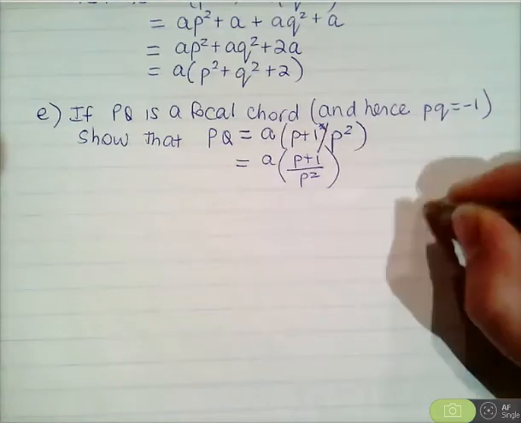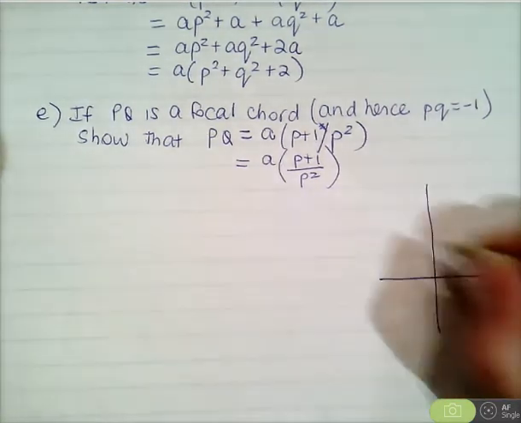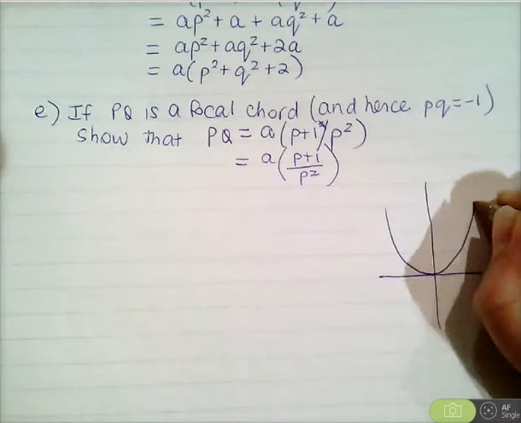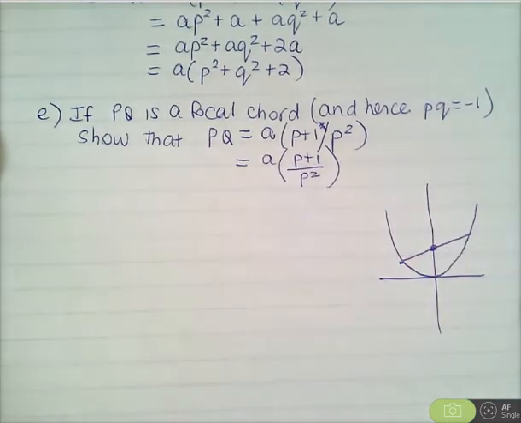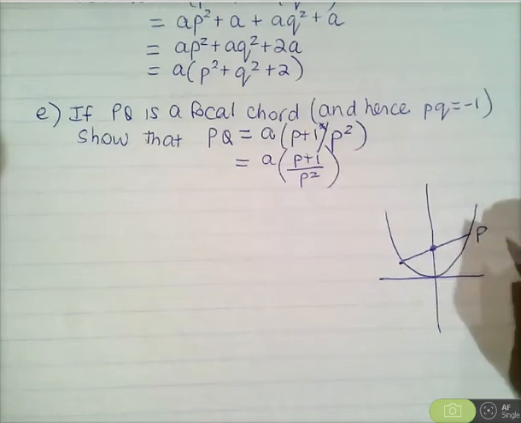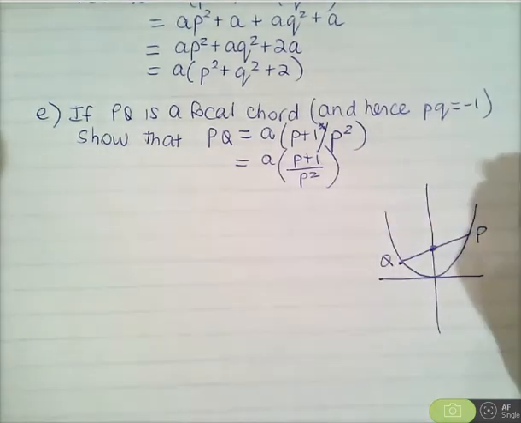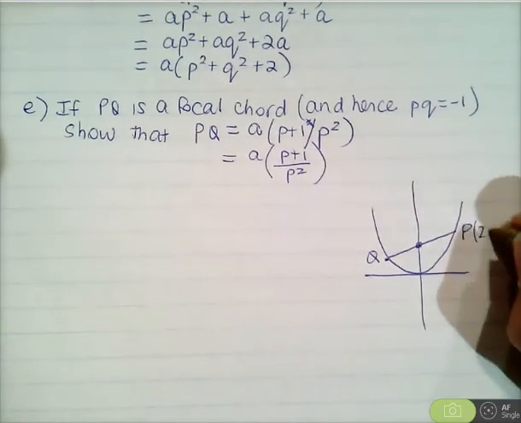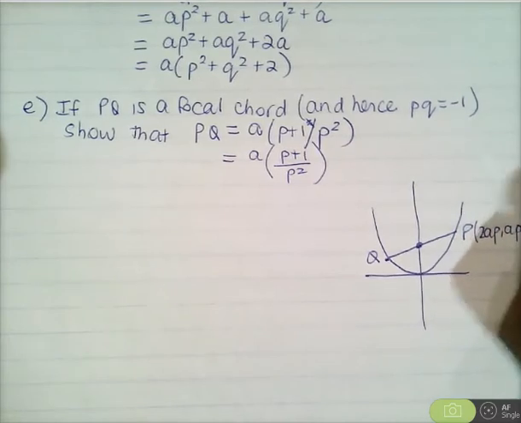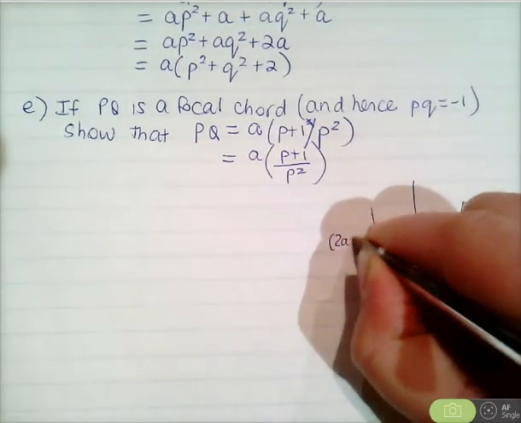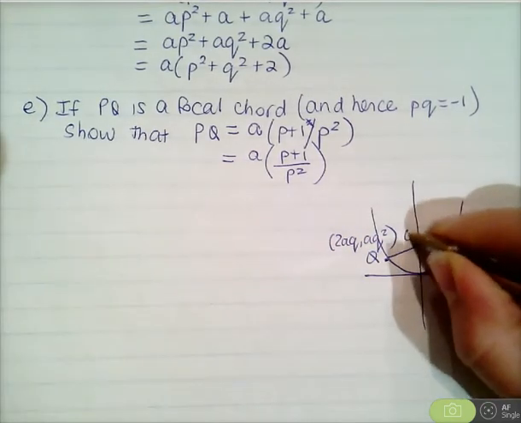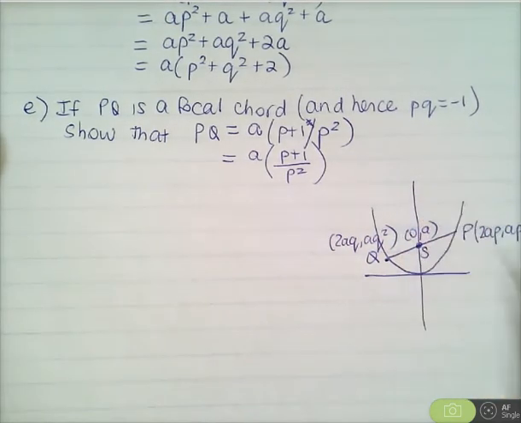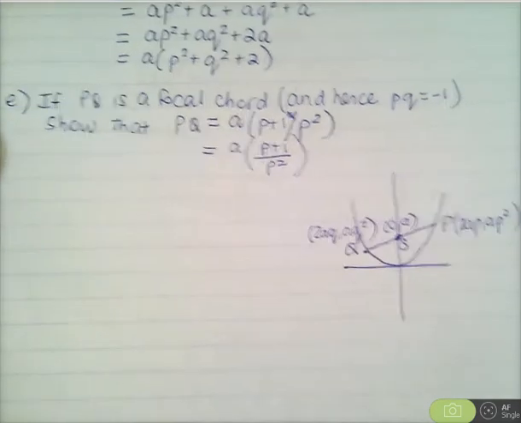Okay, now I'm going to draw this question up again. Now we know that if PQ is a focal chord, so I'm going to draw it like that, it means that the chord PQ passes through the focus. So P is the point (2ap, ap squared), and Q will be the point (2aq, aq squared). And if it's a focal chord, it passes through the focus S, which happens to be (0, a).